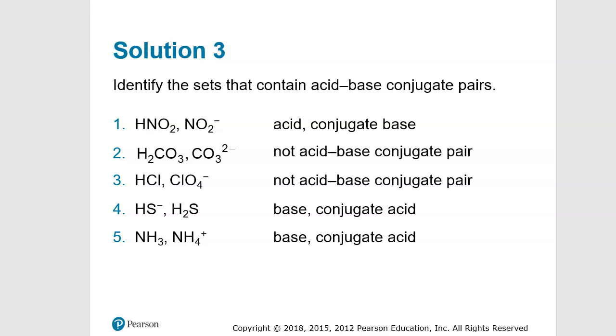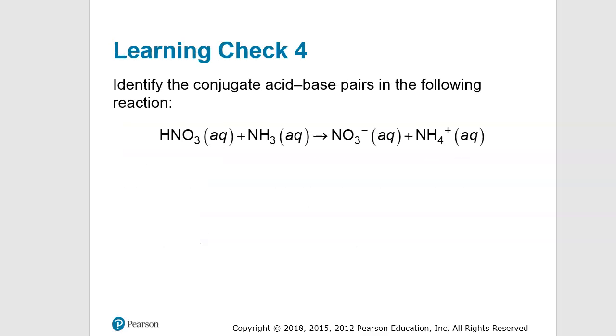And you see, as I said, the first one is an acid and a conjugate base. Then the next two are not acid base pairs, and then the other two are a base and conjugate acid pair. What do we have here? Identify the conjugate acid base pairs in the following reaction. Well, this should be easy. HNO3, that's nitric acid, so that's obviously going to be the acid there. And ammonia, that's going to be a Lewis base. So you have the acid and the base there. Now you just have to identify what the conjugate base and acid are.